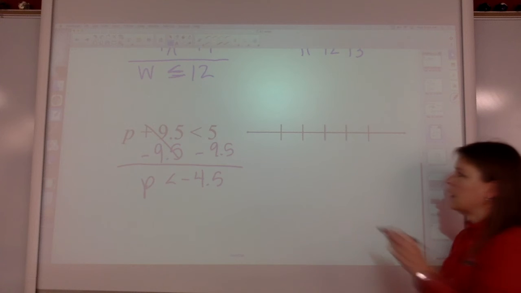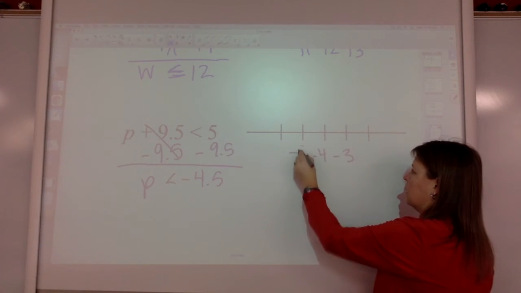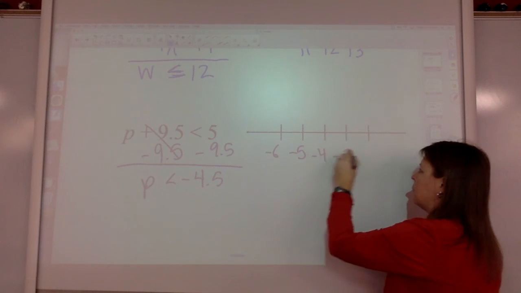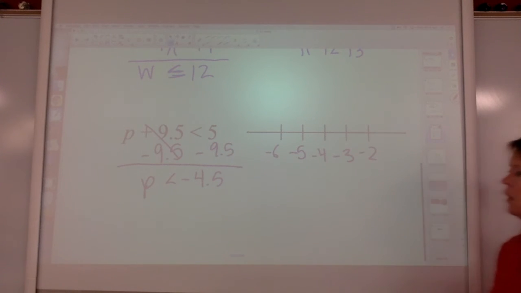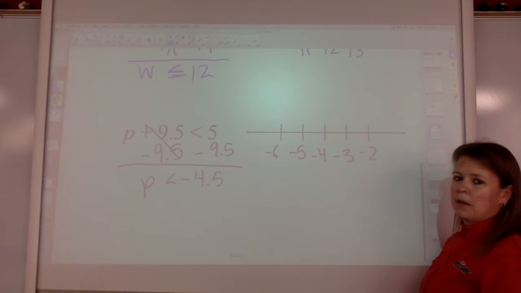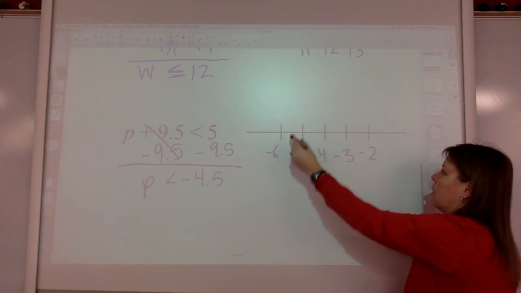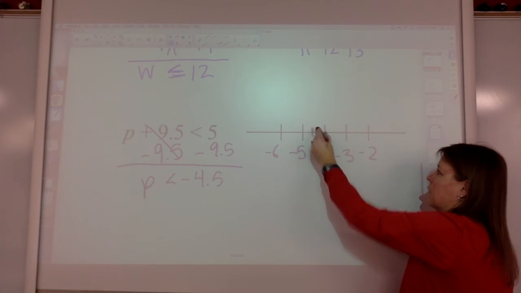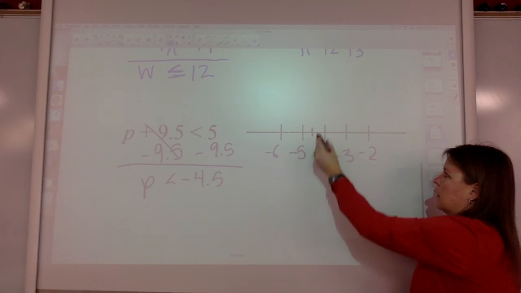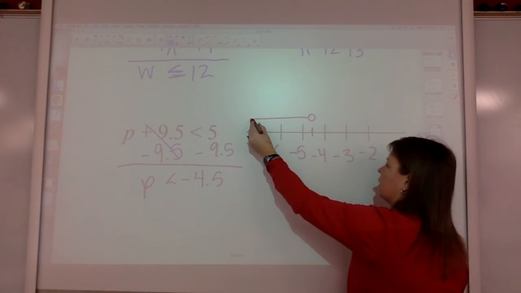What numbers do you need on your graph? Negative 4, negative 3, negative 5. If you want to fill up your number line, all 5 of them. We know it's going to be an open circle over negative 4.5. You just got to be careful where you put it. Make sure you're counting backwards because we're getting smaller. Negative 4.5 is halfway between negative 4 and negative 5. Open circle, and we're going to the left.